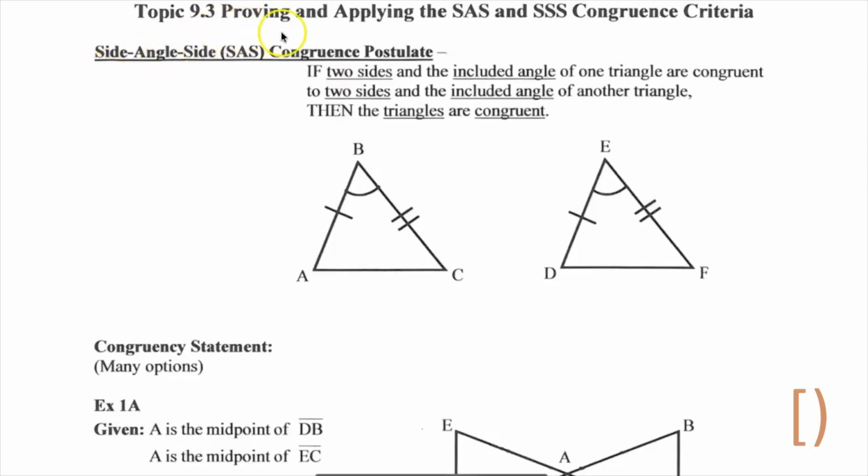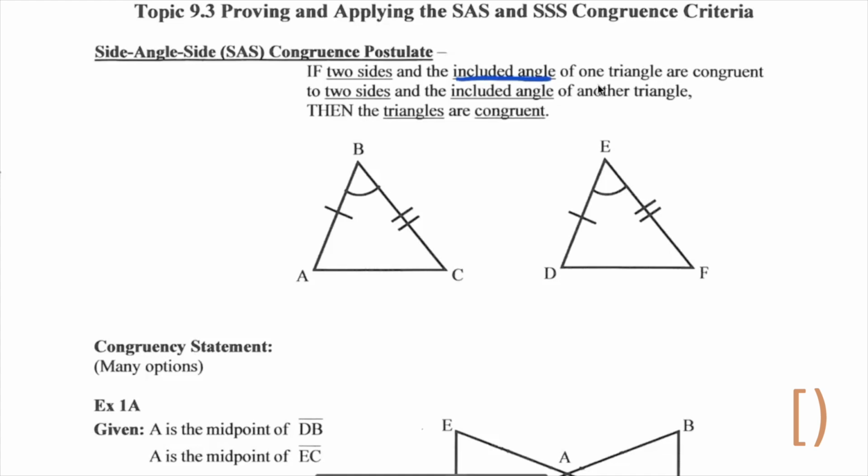In this lesson, we're going to talk about proving and applying the side angle side congruence criteria. So what are these? First, SAS. This is the side angle side congruence postulate, which says if you have two triangles and two sides and the included angle, very, very important, the included angle.